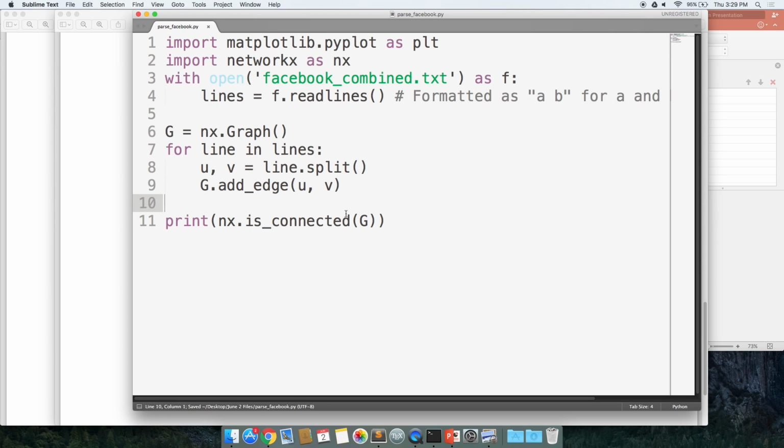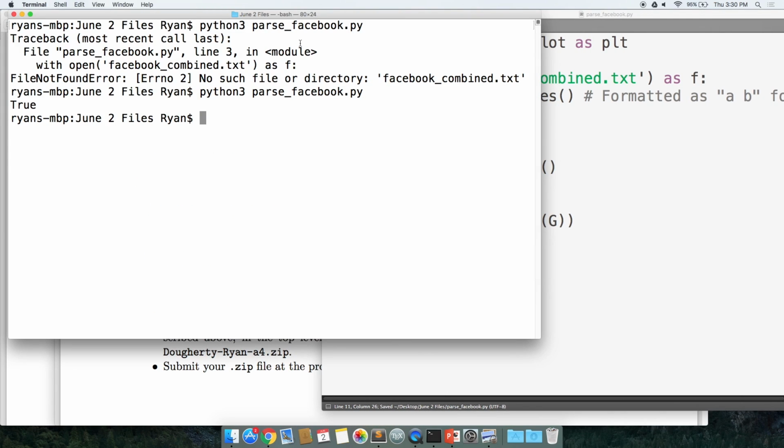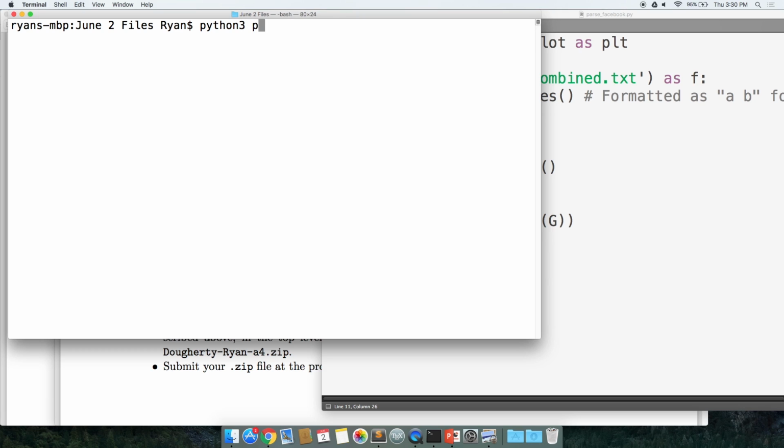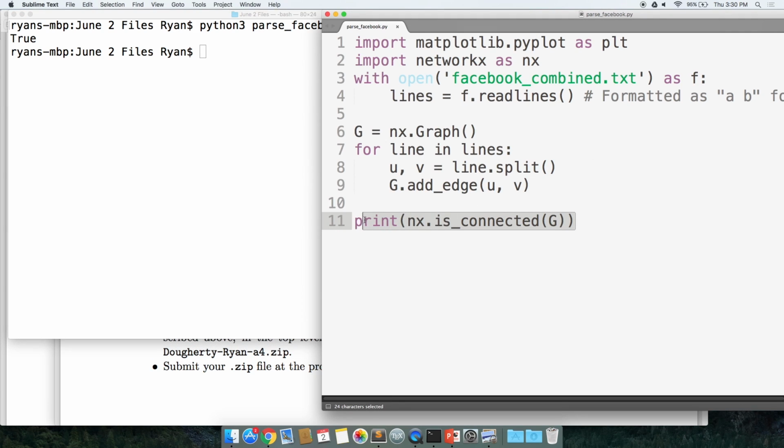So this is exactly the same thing as we did last time with this Facebook data set. The only thing I've added is this is_connected thing. So hopefully we will see that the graph is connected. So python3 parse_facebook. Oh, so it says True. So that means our graph is connected. Nice.